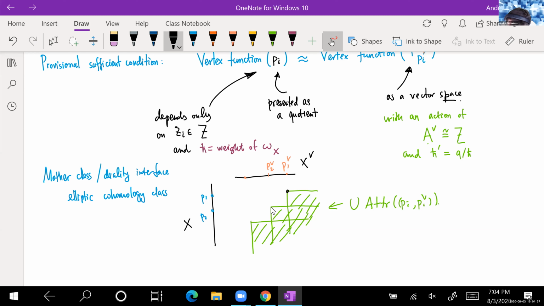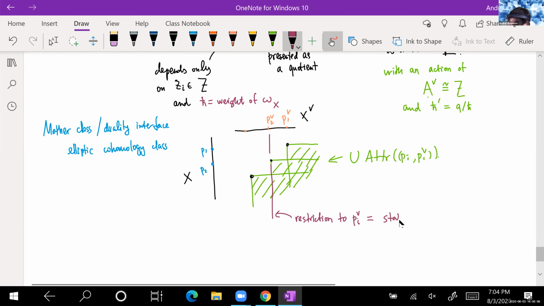And it has the property that if I restrict it to a fixed point in one copy, so restriction to this is the restriction to P_i check, this equals the stable envelope for X. That makes sense? Up to whatever, some stuff.